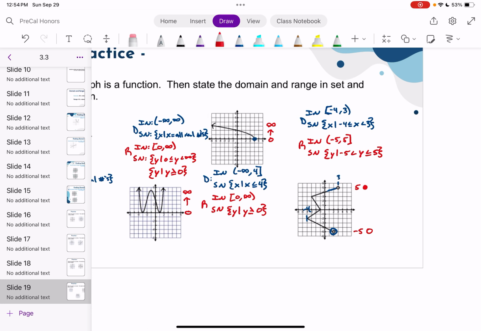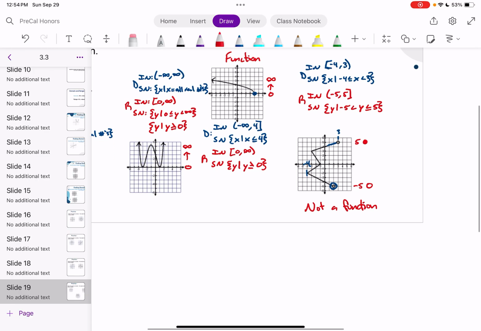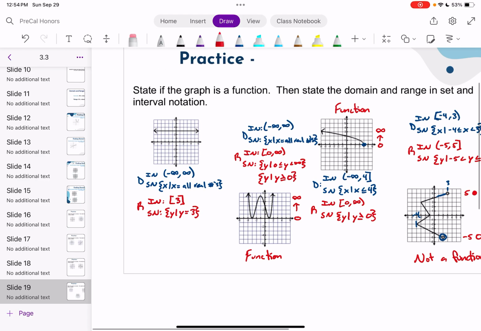Keep in mind, this would not be a function. This would be a function. This would be a function. And our first example would also be a function.